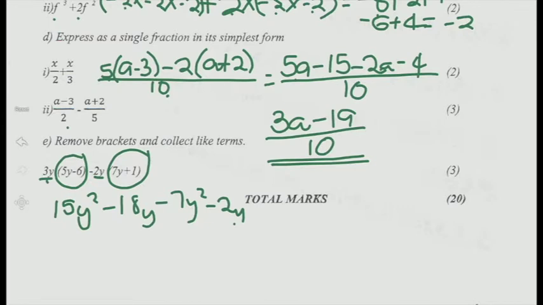Collecting like terms, we have 15y squared minus 7y squared will give us 8y squared. Negative 18y minus 2y will give us negative 20y. So we have removed the brackets and we have collected the like terms. Moving on to the next question.